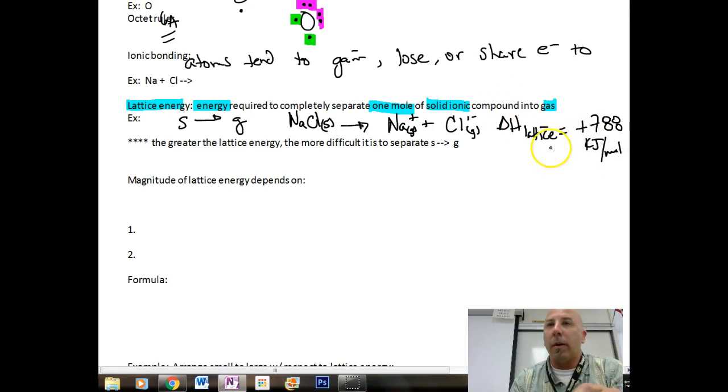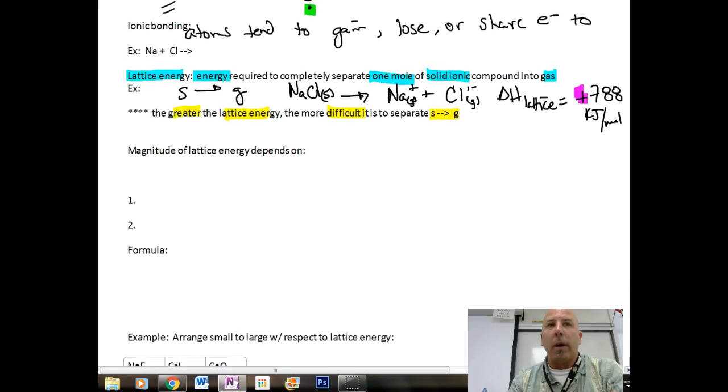And if we remember our delta H values, a positive delta H value indicates an endothermic reaction. So we have to put a lot of energy in. The more energy required, the greater the lattice energy, the more difficult it is to separate solids into gases. And this goes along with our periodic trends and ideas as well.